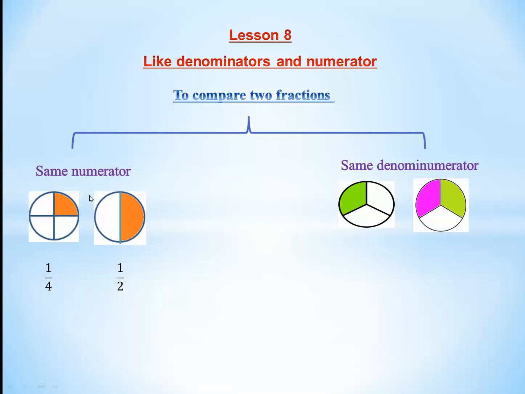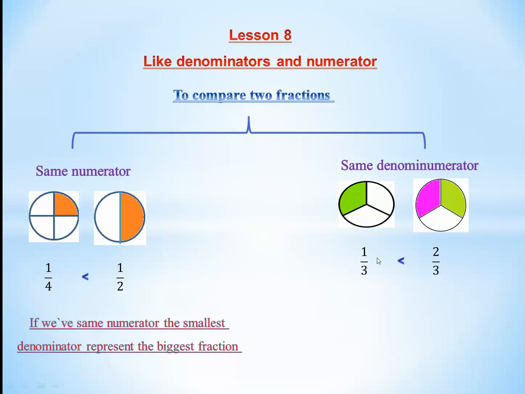Which is greater? The half is greater, so a fourth is less than half. Here we have 1/3 and here we have 2/3. Which is greater? 2/3 is greater. So if we have the same numerator, the smallest denominator represents the biggest fraction.